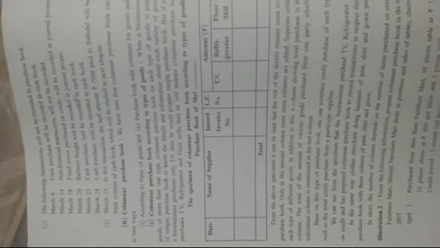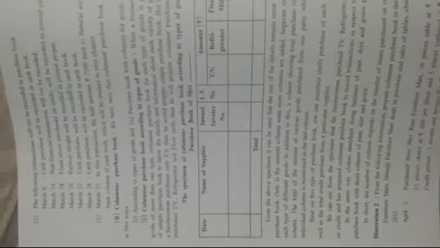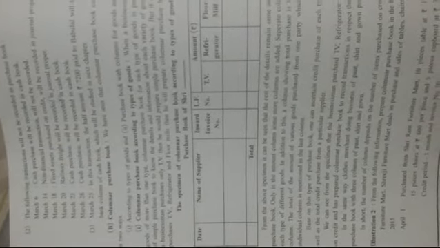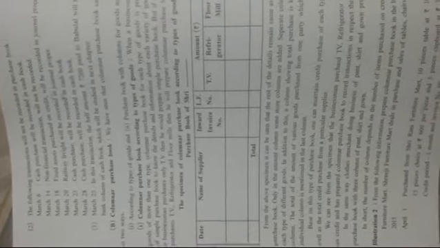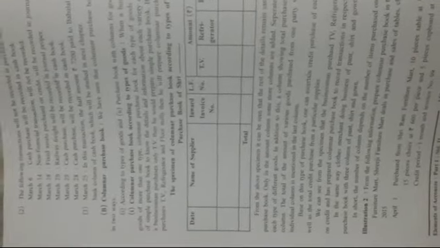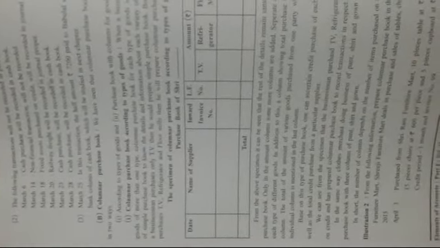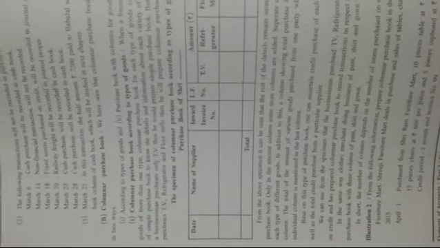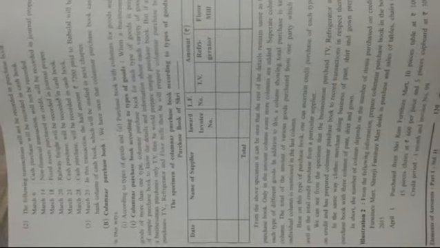So if the businessman is engaged in purchase of more than one type of goods, then a columnar purchase book is prepared. But if the businessman is purchasing only one type of goods, say television, then he would prepare a simple purchase book. Now let's look at the format of a columnar purchase book. So this is the format given.